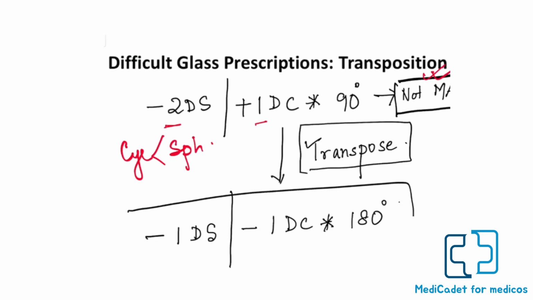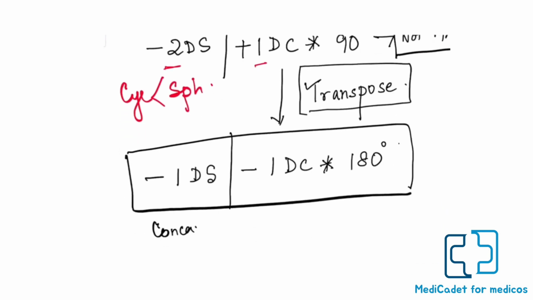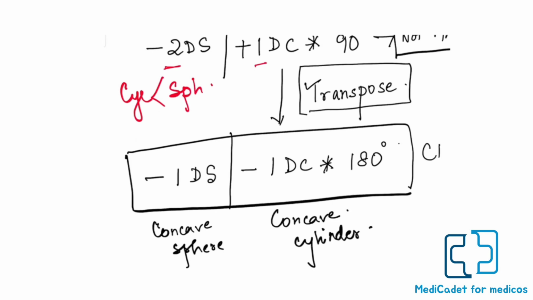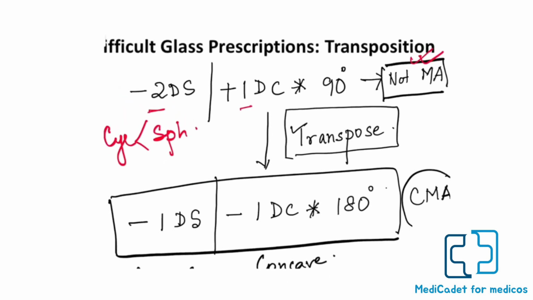Now look at this. This is a prescription that you understand. So what is this? This is a minus sphere and a minus cylinder. This is something we understand. This is a concave sphere and this is a concave cylinder, correct? So when you have both concave sphere and concave cylinder, then what is this? This is CMA, compound myopic astigmatism. So see, this is nothing but another way of representing the CMA.